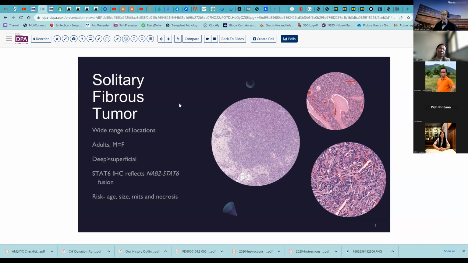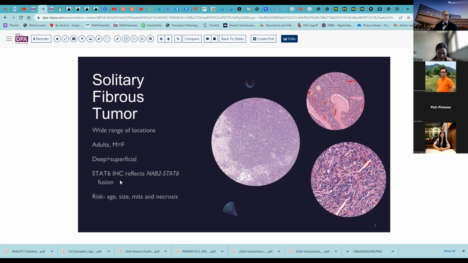Okay, well, let's contrast this with solitary fibrous tumor. This is something that you will see fairly frequently because it shows up in a wide range of locations, usually in adults. Most of the time, this is a deep tumor, and the superficial tumors may be hard to distinguish from some other problems, other tumors like dermatofibrosarcoma and so forth.